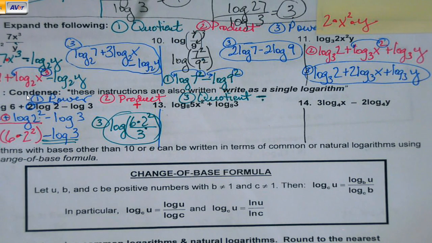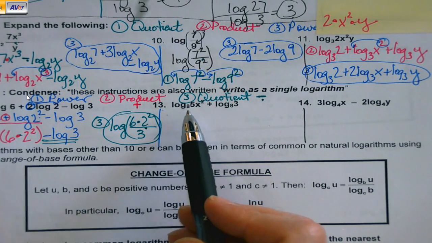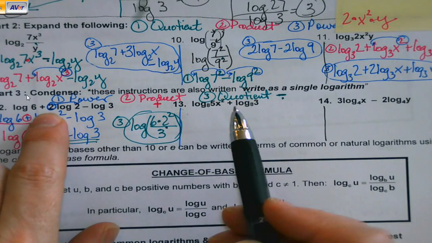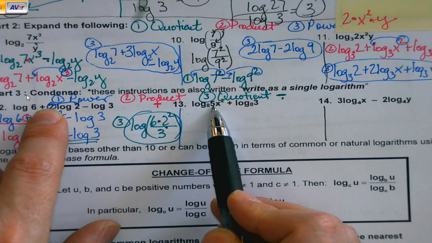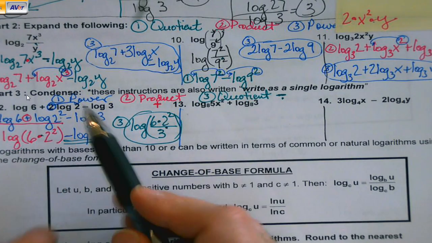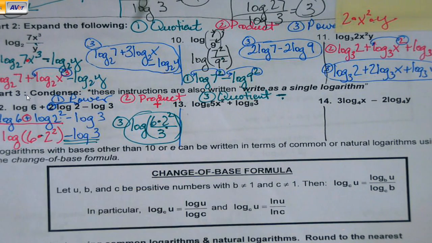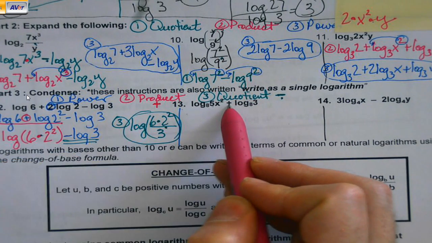So I go to 13. I go, okay. Do I see any coefficients? People will normally look at this 5 and say, yes, that's a coefficient. It's not. Why not? Coefficients are going to be in front of my log. That 5 is not in front of my log. Okay, that's part of my value. So no, I do not have any power. Okay, product. I do see a plus though.